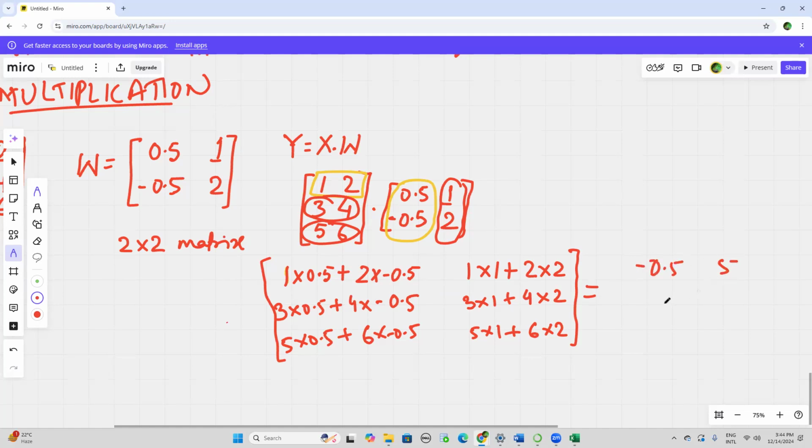Here you will get 5. Here you will get minus 1. Here you will get 11. Here you will get minus 1.5. Here we get 17. Is this correct? Hope it is clear. Yes, clear. This is the output of matrix X and W multiplication. Hope this is clear to everyone.